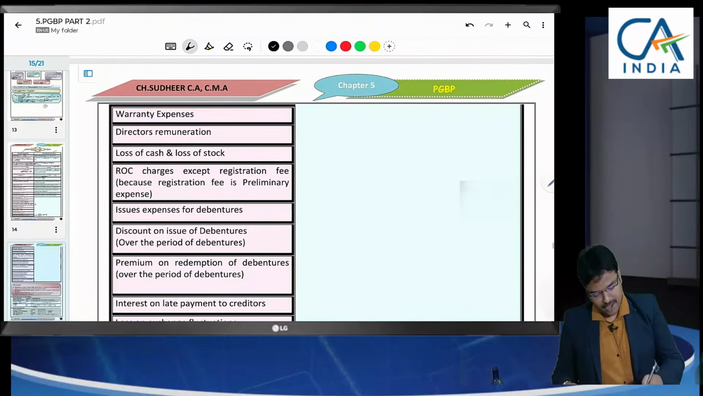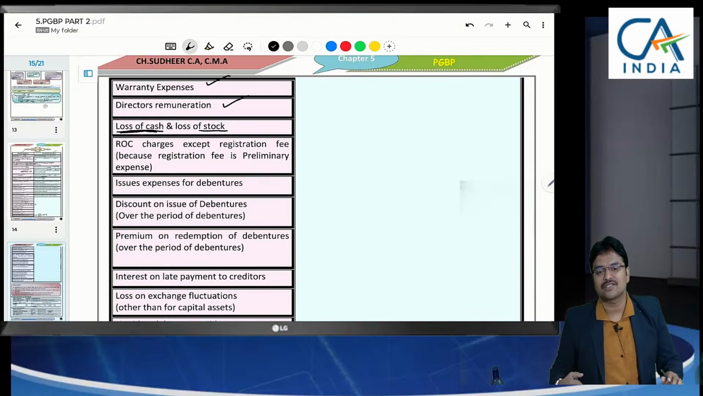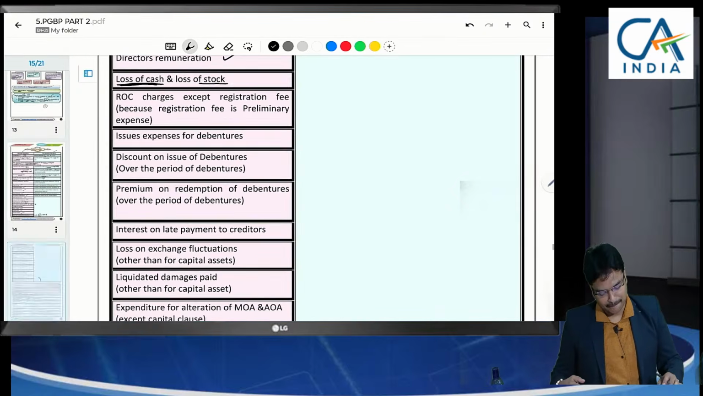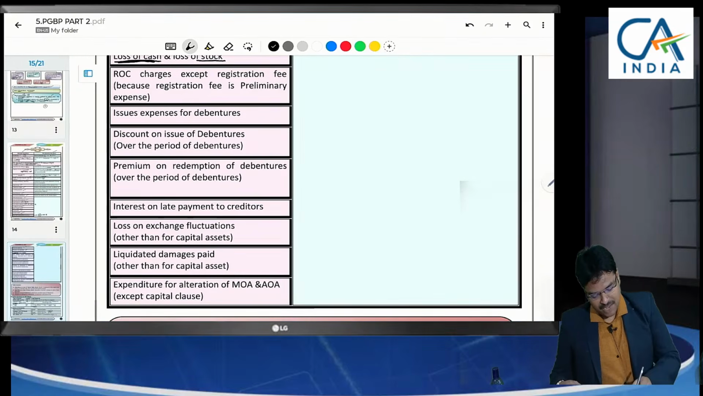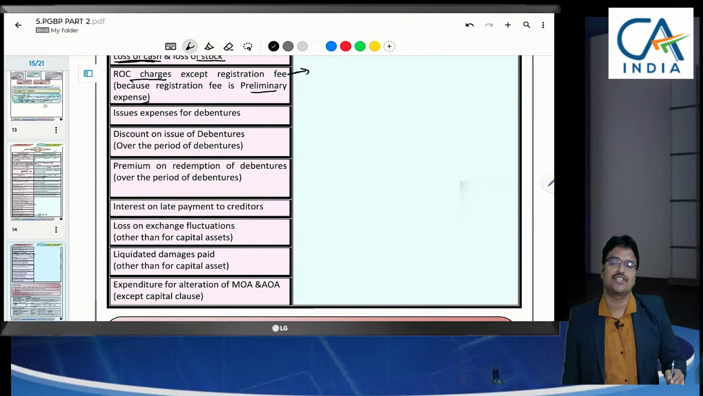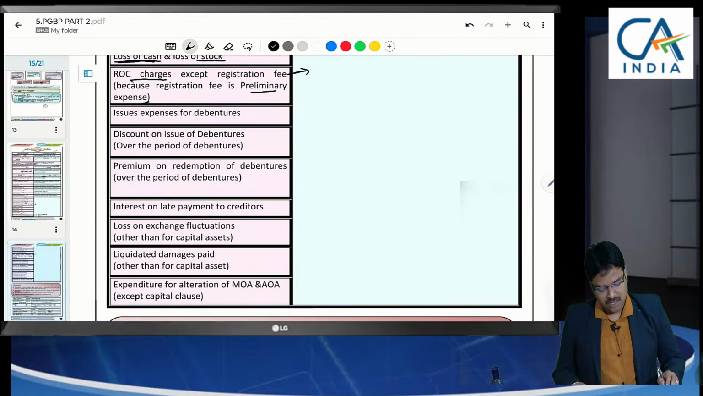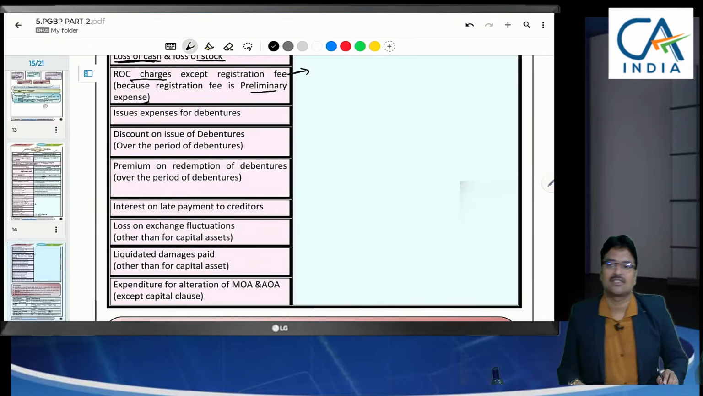Next, warranty expenses, director remuneration, loss of cash or stock loss, cash loss can be claimed as expenditure. ROC charges, except company incorporation expenses, is a preliminary expenditure which we will discuss in next session, where we can claim in 5 equal installments. Registration charges can be claimed in 5 installments as a preliminary expense.